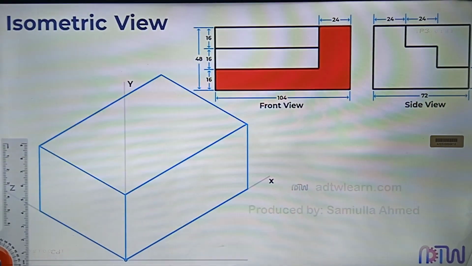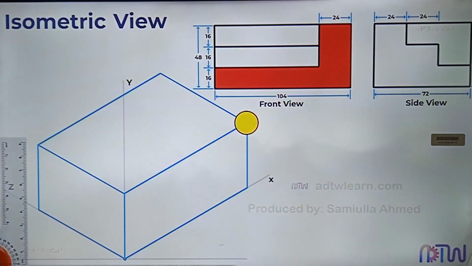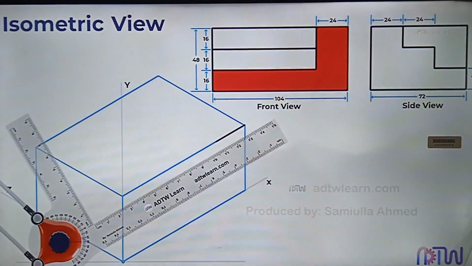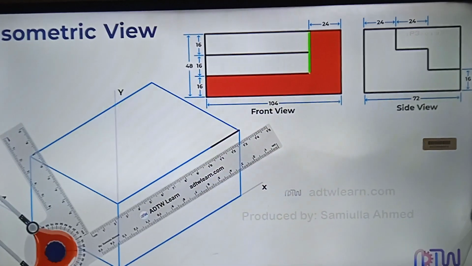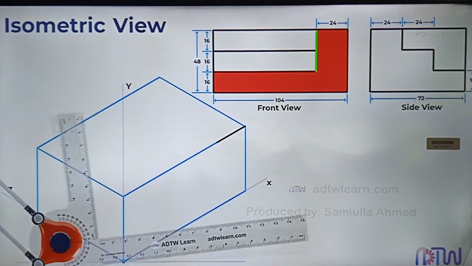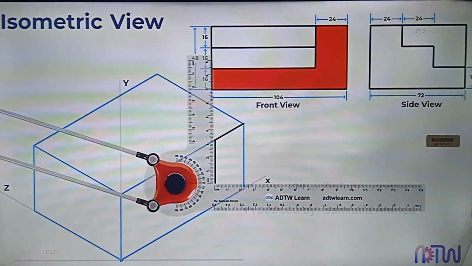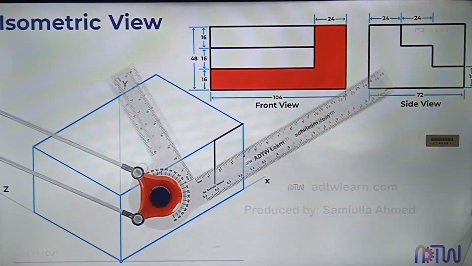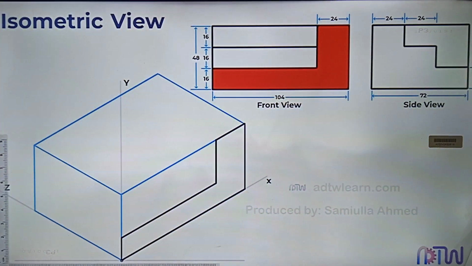Using a drafter, draw a 24 millimeters line parallel to the xy plane from this point. The length of the vertical line from this point is 32 millimeters, so draw a vertical line of 32 millimeters downwards from the previous line as shown. Finally, draw another line parallel to the xy plane up to the y-axis as shown. This is how this feature will look in the front view.